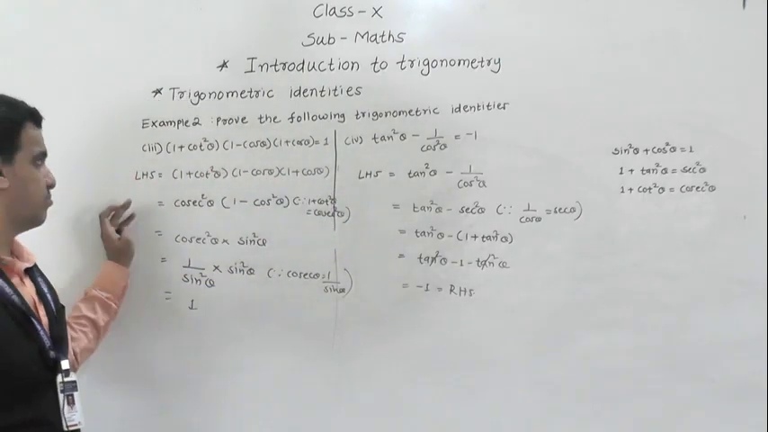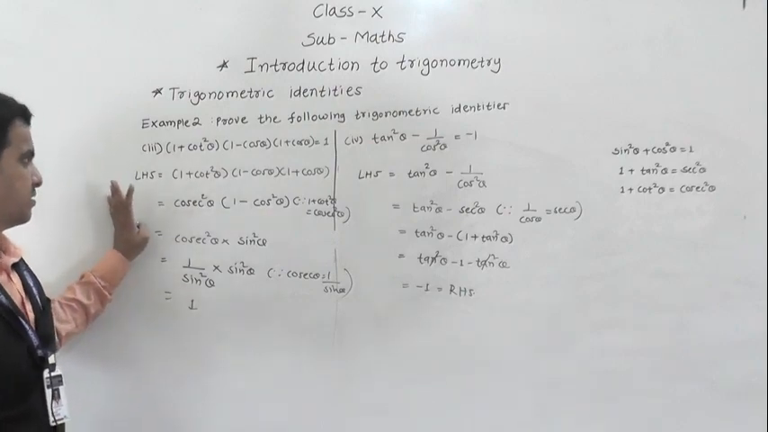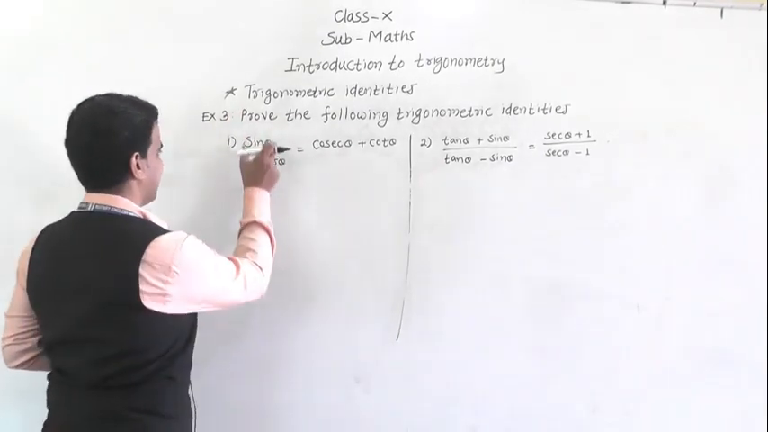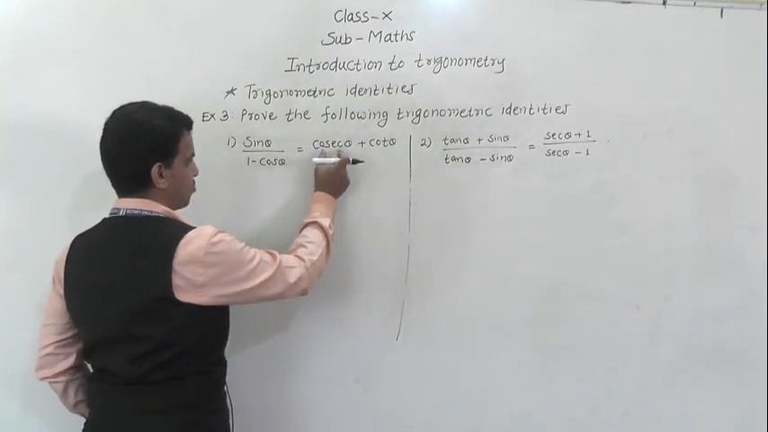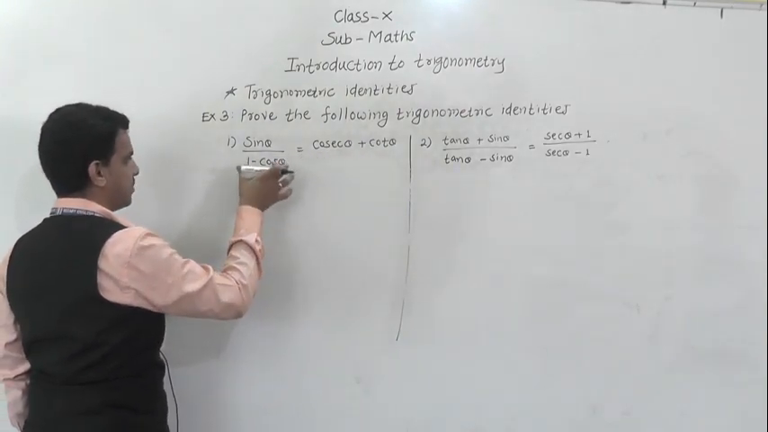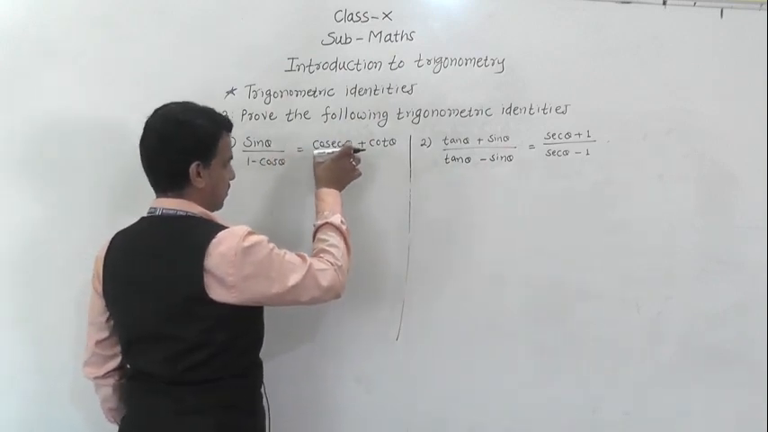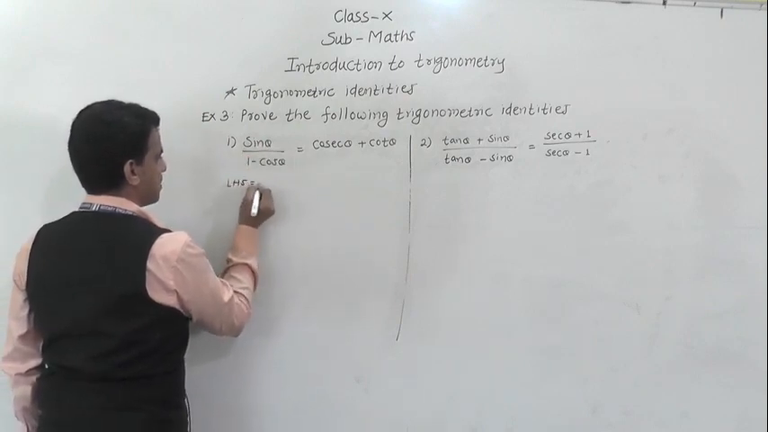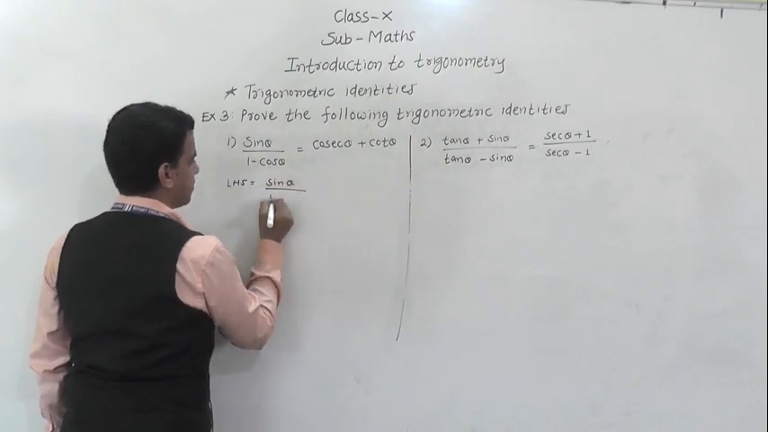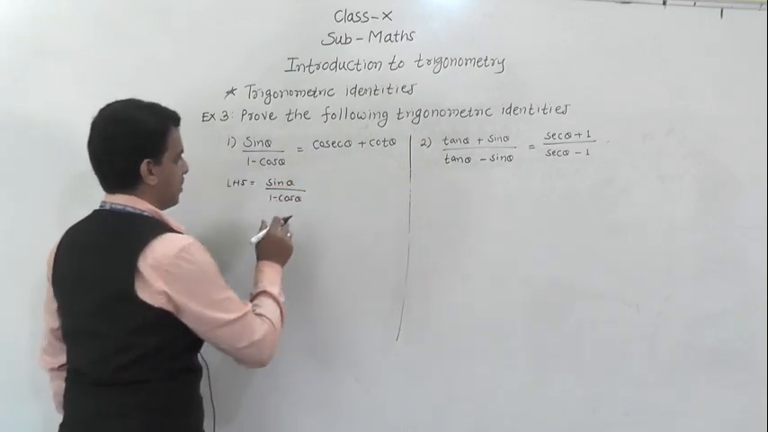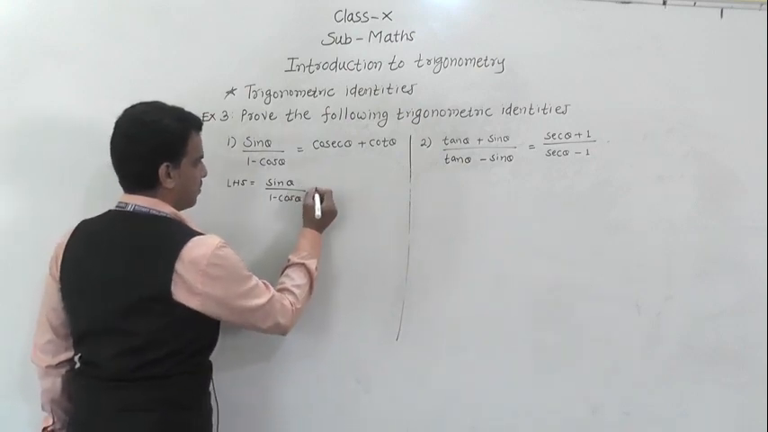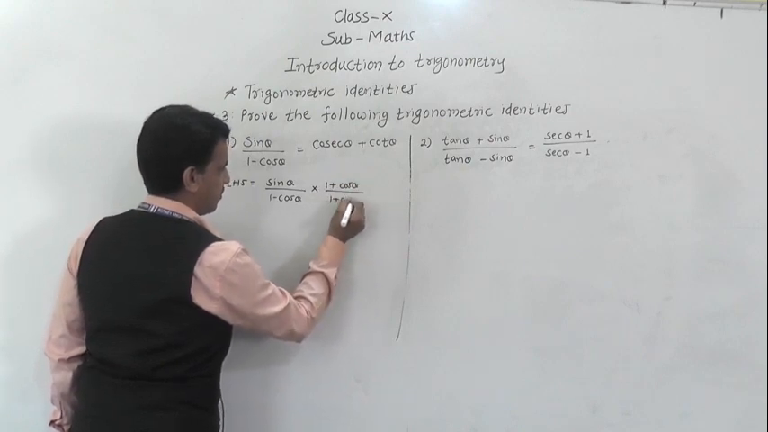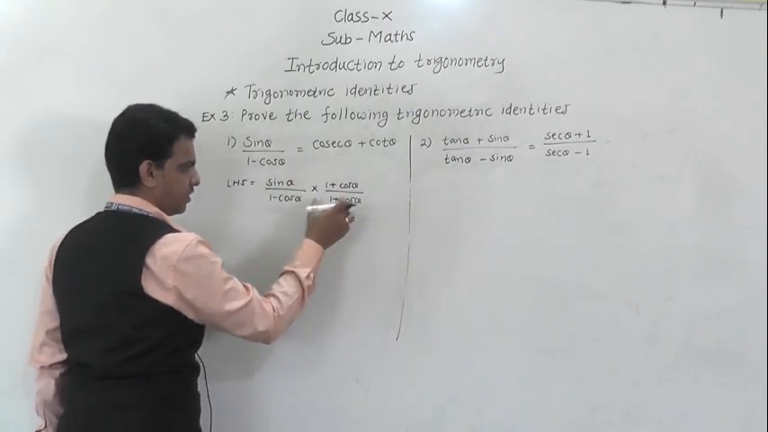Now we will take more examples on this trigonometric identities. Next example is prove the following trigonometric identities, and first sub question is sine theta upon 1 minus cos theta is equal to cosec theta plus cot theta. Okay. So now we will start either from LHS or RHS. Okay. So here I am taking LHS, that is a sine theta upon 1 minus cos theta. Okay. Now here I am multiplying numerator and denominator by 1 plus cos theta.